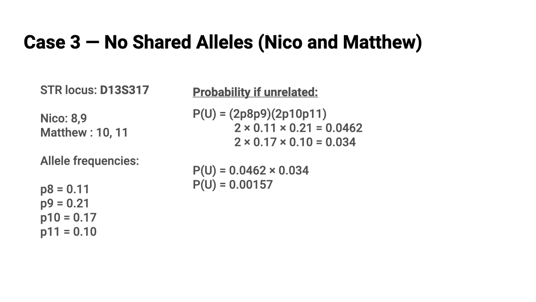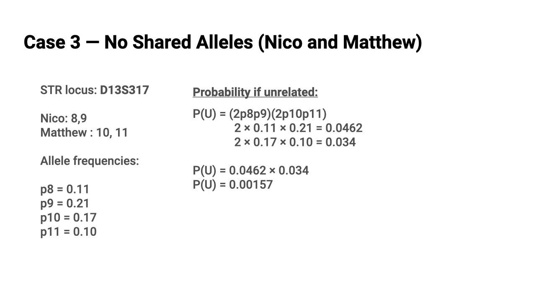Now, case number 3. There are no shared alleles, like in the case of Nico and Matthew, where at a particular locus, for example D13S317, Nico has 8-9 while Matthew has 10-11. So we can see that they have no shared allele. The allele frequencies of these particular base repeats are: for allele 8, 0.11; for allele 9, 0.21; for allele 10, 0.17; and for allele 11, 0.10.